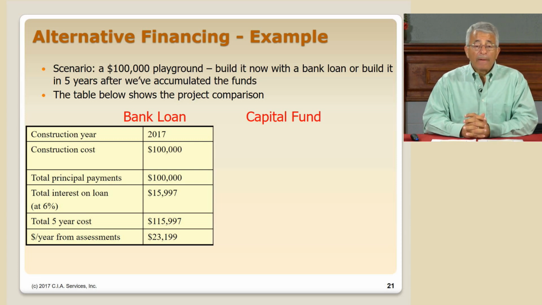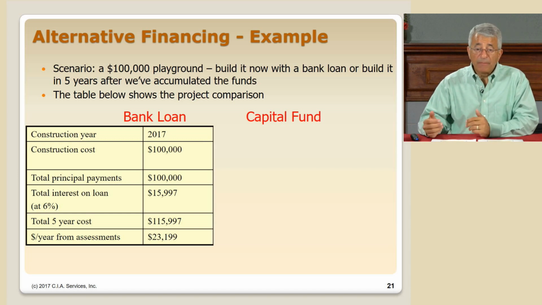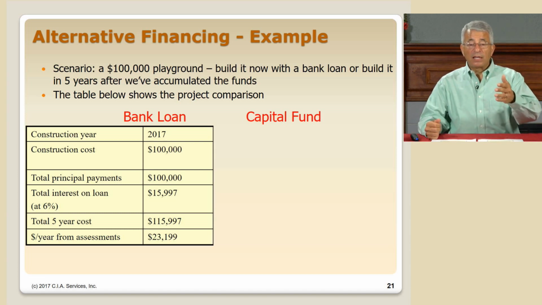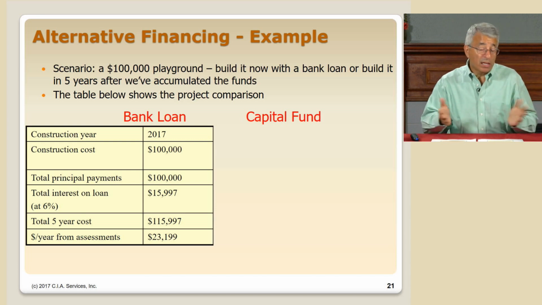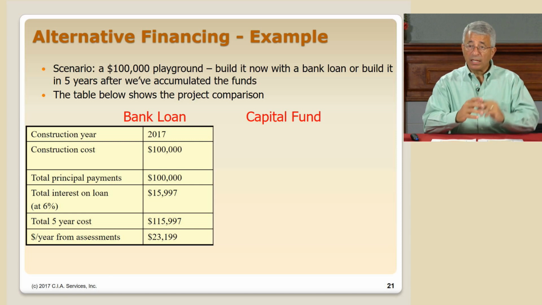So, in order to be able to pay that back, we need to get from our homeowners, our only source, $23,199 per year. If you multiply $23,199 times 5, that's where you get the $115,000. Okay, good. So that's how much we need to get from homeowners.